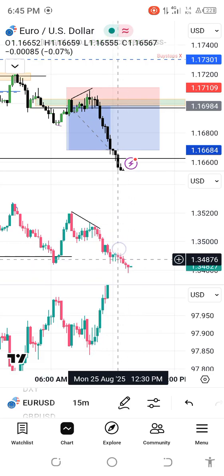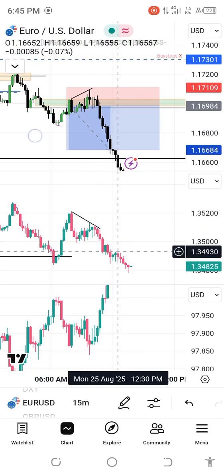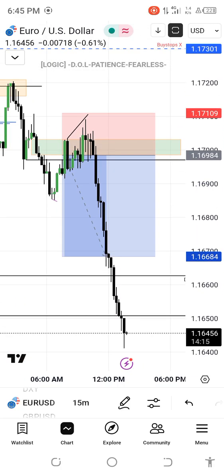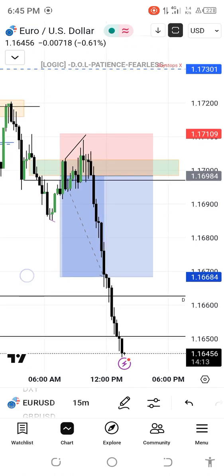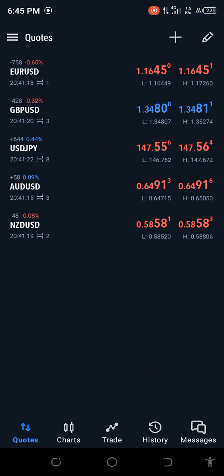The price never really had anywhere to go. In fact, there was just less liquidity on the market compared to Euro USD. Euro USD just kept plowing its way down, and that was just favorable to us.